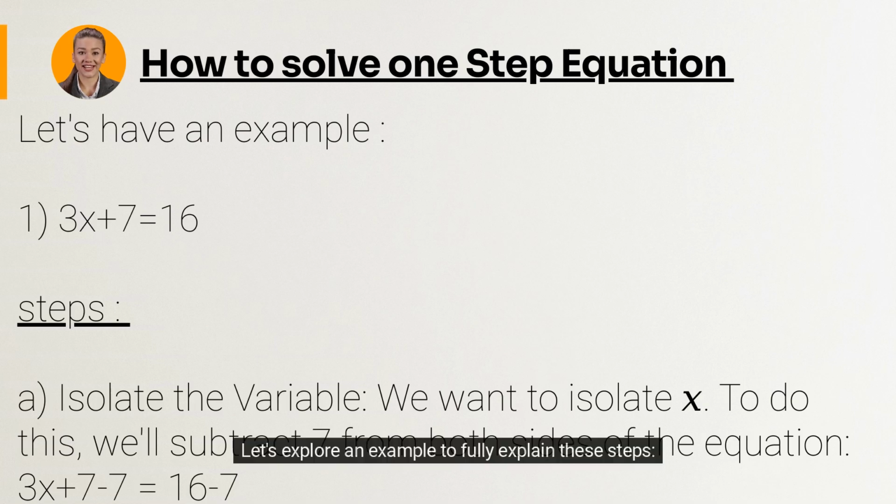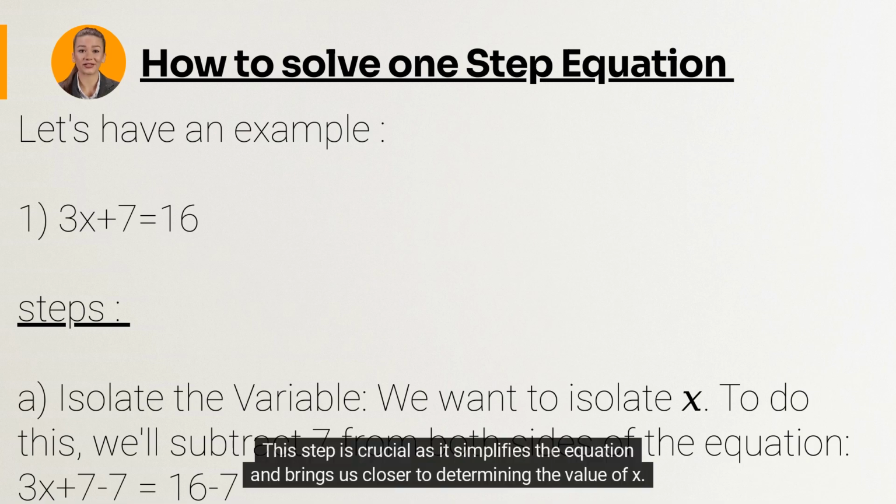Let's explore an example to fully explain these steps. Example: solve for x, 3x plus 7 is equal to 16. Isolate the variable. We need to isolate x. To achieve this, we subtract 7 from both sides of the equation. After subtraction, the equation becomes 3x plus 7 minus 7 is equal to 16 minus 7. This step is crucial as it simplifies the equation and brings us closer to determining the value of x.